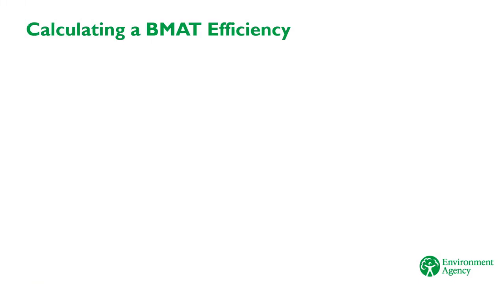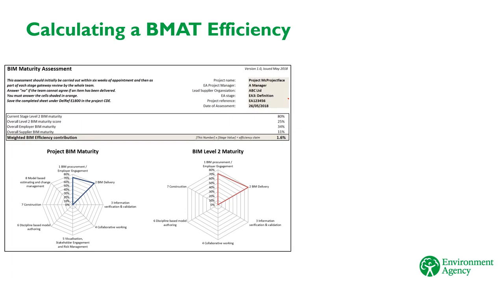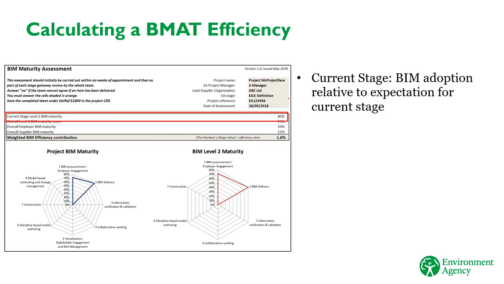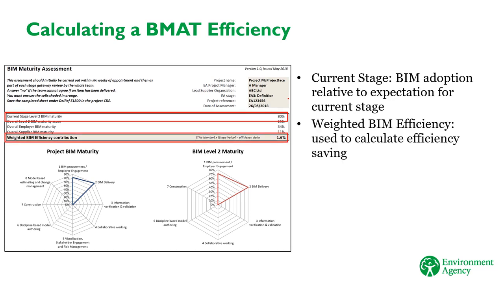When you've completed the BIM Maturity Assessment tool, it will provide you with several measures of BIM adoption. 2 of these measures represent the overall BIM maturity for the current project stage. The first is the current stage Level 2 BIM maturity. This provides a measure of BIM adoption relative to what is expected at the current project stage. The second is the weighted BIM efficiency score. This figure is used to calculate the BIM saving in the current stage.